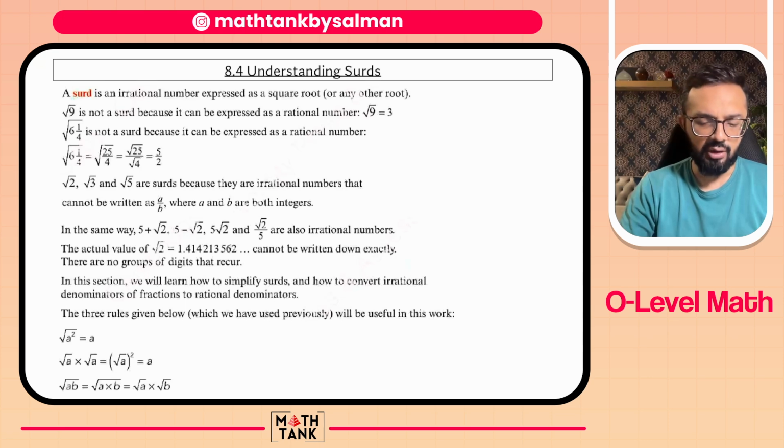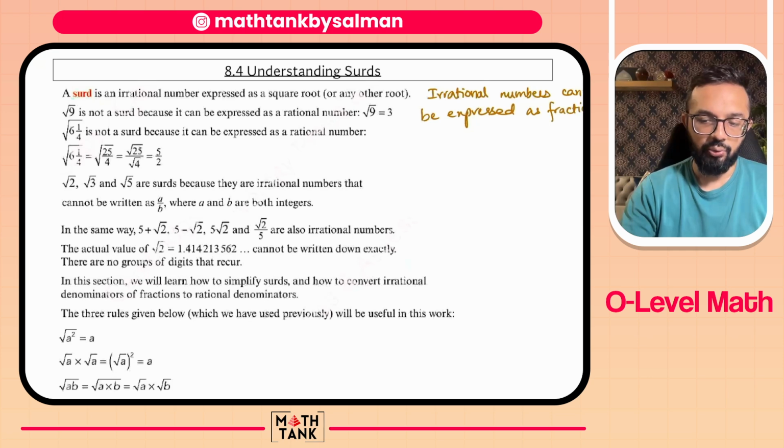Let's read through what this says. It says a surd is an irrational number expressed as a square root. What are irrational numbers? We did this in the beginning: irrational numbers are numbers that cannot be expressed as fractions.